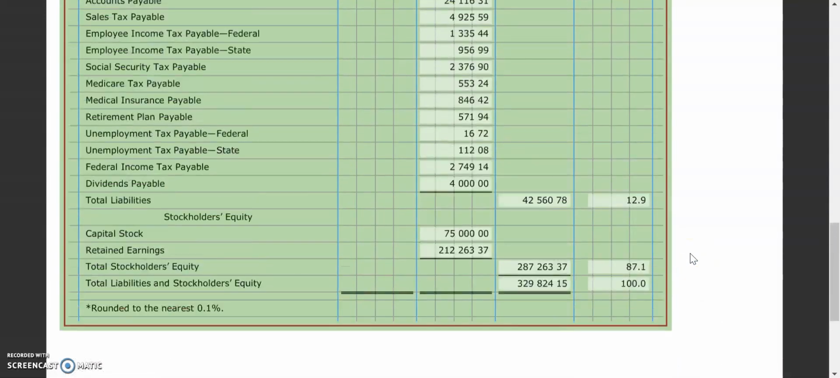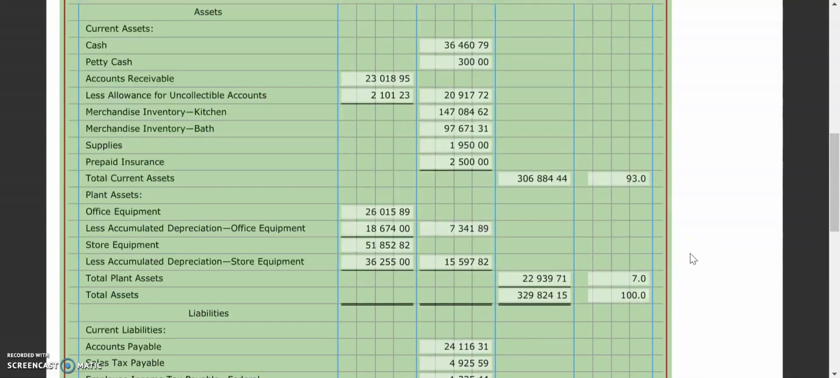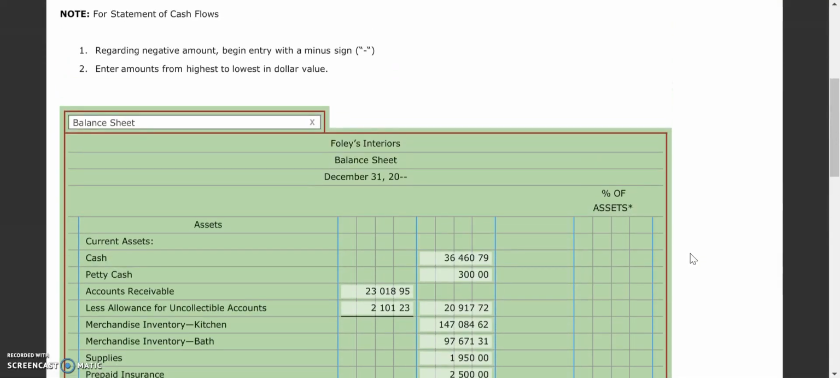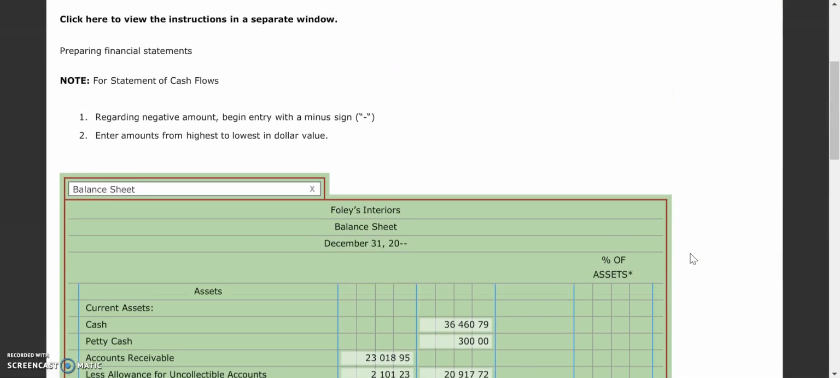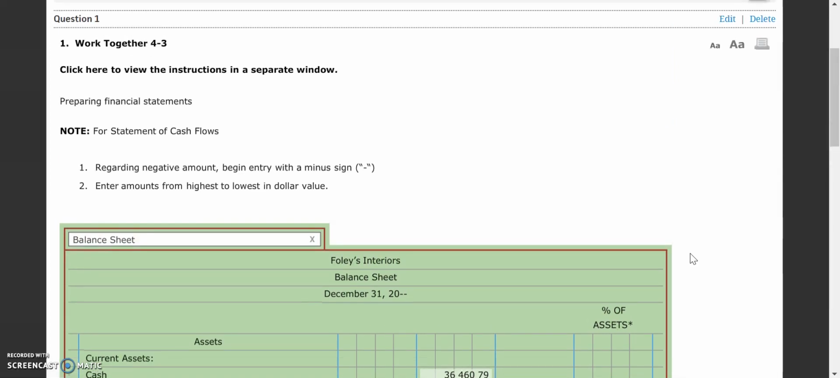So that is our completed balance sheet for our departmental merchandising company of Foley's. So you can head on over to our last video, which is 4.4, where we will be putting together our statement of cash flows.